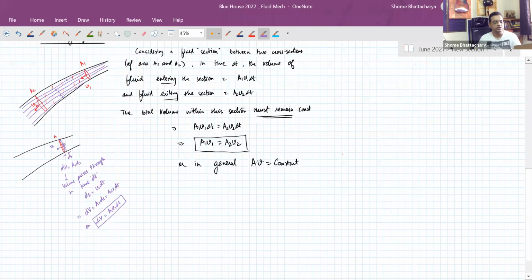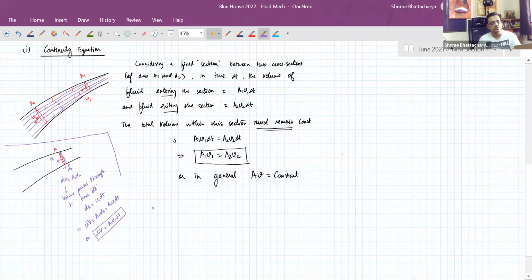Okay, so this final equation that we've got over here, this is called the equation of continuity. Whether we write it in this form or this form, it's one and the same thing. This is called the equation of continuity or continuity equation, whatever we choose to call it. Okay, so make a note of this quickly.